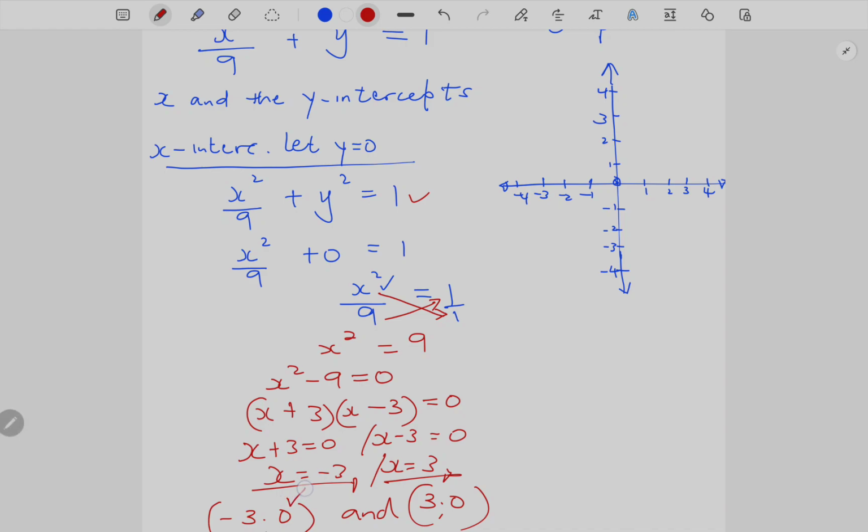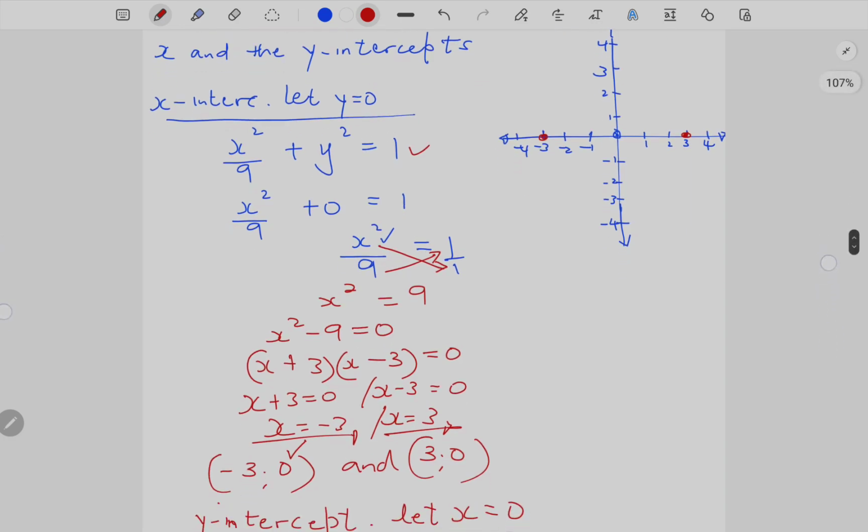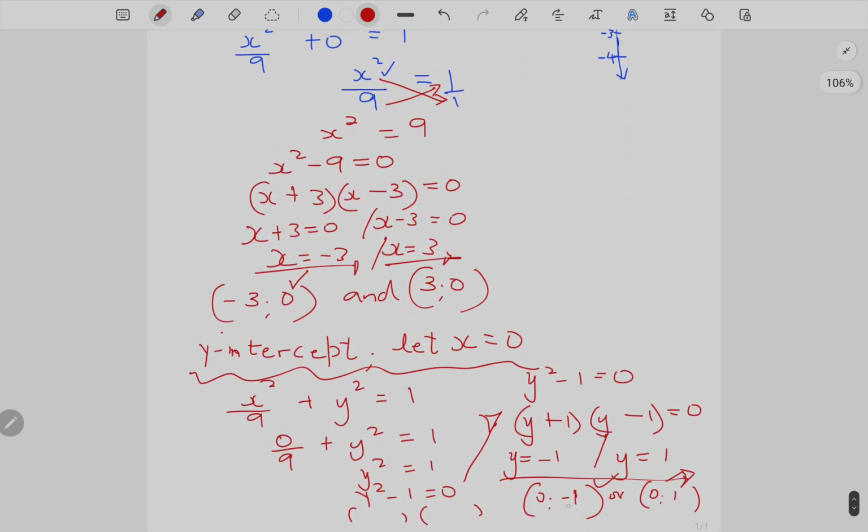Let's start with this point. It says when x is negative 3, y is equal to 0. So this is the point. The second point, when x is equal to 3, y is equal to 0. So this is the point. Now the third and the fourth point are this one. Let me use a blue. This is the third one, then this is the fourth one.